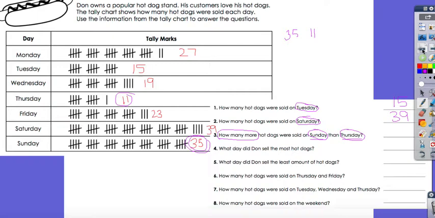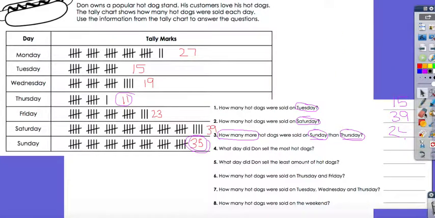How many more? Look, it's Linus the Minus. So that tells me that I'm going to subtract 35 minus 11 to figure out how many more hot dogs were sold on Sunday than Thursday. So I'll do 35 and I'll subtract 11. 5 minus 1 is 4, and 3 minus 1 is 2. So how many more hot dogs were sold? 24 more hot dogs.